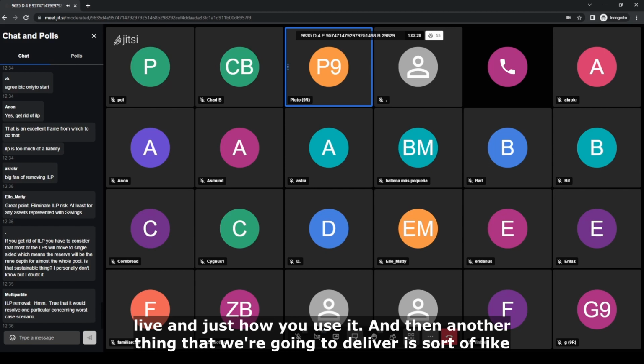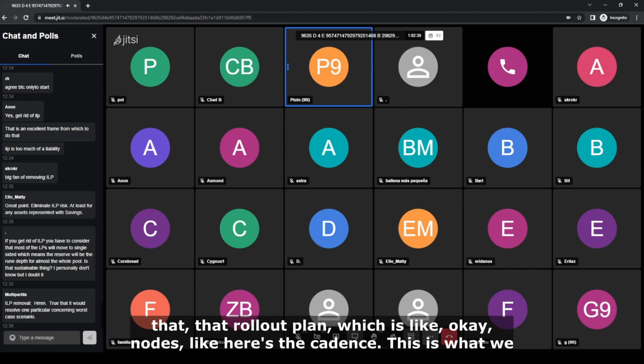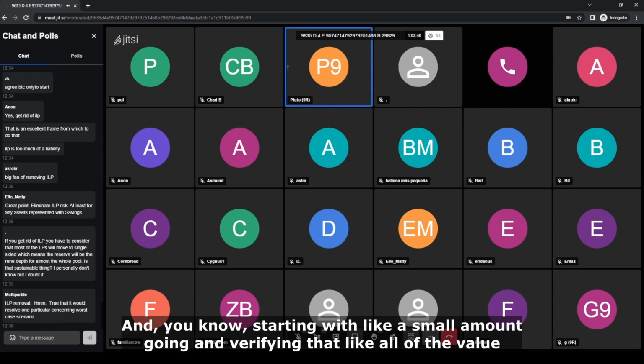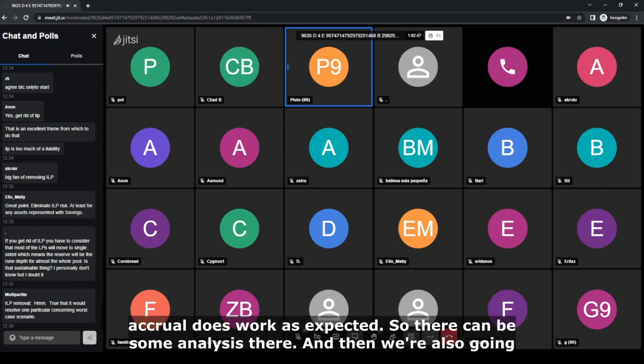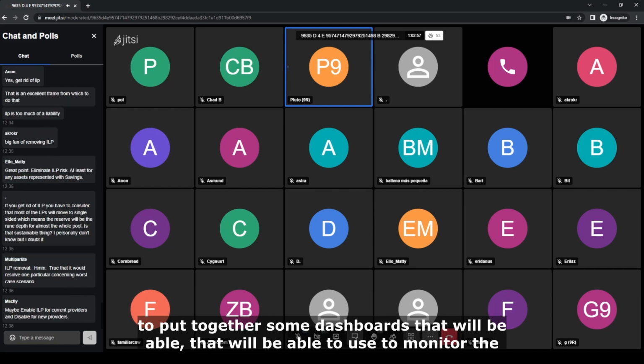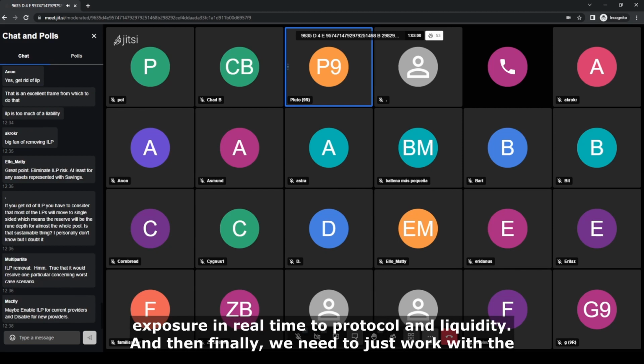Another thing we're going to deliver is a rollout plan, which is like, okay, nodes, here's the cadence. This is what we need to vote on, and this is when we need to vote on it. And then basically monitoring the rollout, starting with a small amount, and verifying that all of the value accrual does work as expected. So there can be some analysis there. And then we're also going to put together some dashboards that we'll be able to use to monitor the exposure to Protocol Owned Liquidity in real time.